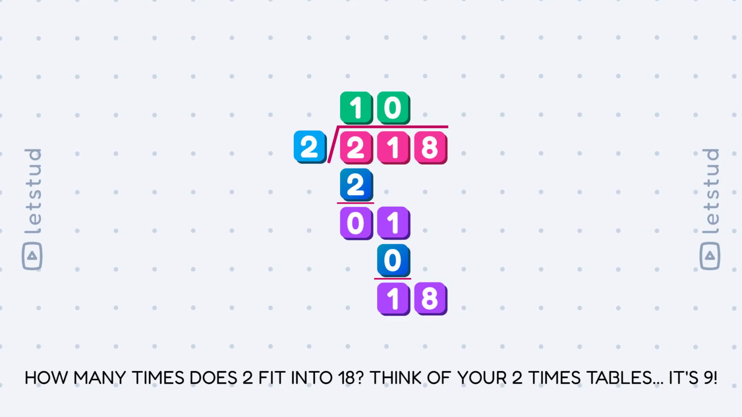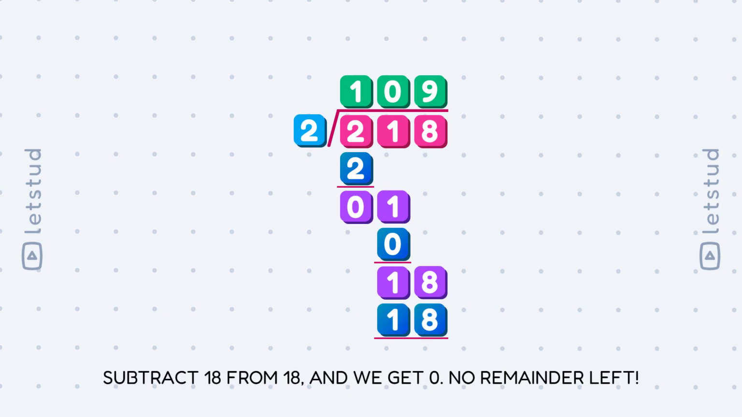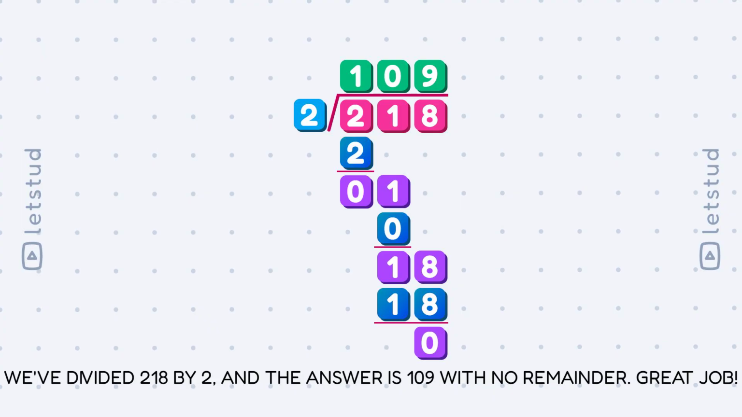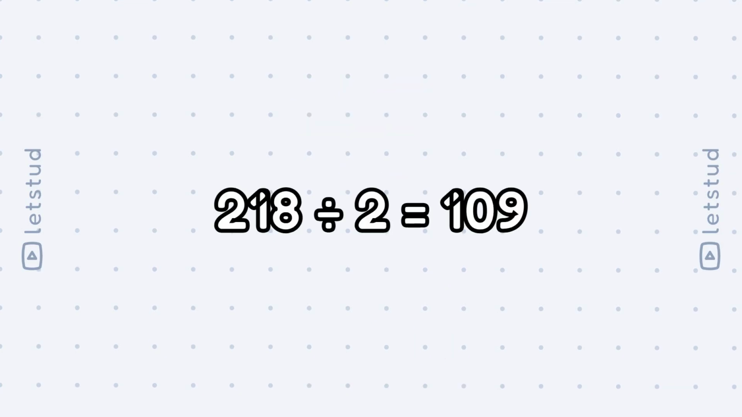How many times does 2 fit into 18? Think of your 2 times tables. It's 9. Let's check: 9 times 2 is 18. Perfect. Subtract 18 from 18 and we get 0. No remainder left. Woohoo, you nailed it. That's the last step. We've divided 218 by 2 and the answer is 109 with no remainder. Great job. So 218 divided by 2 is 109. We just conquered dividing 218 by 2.